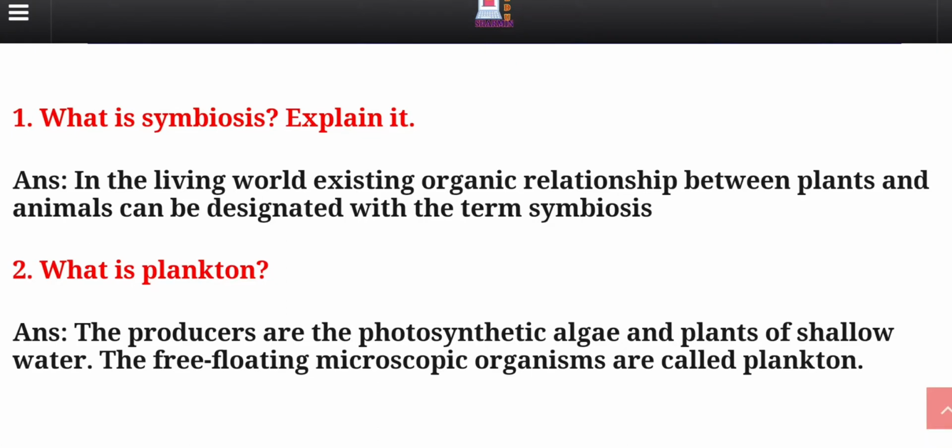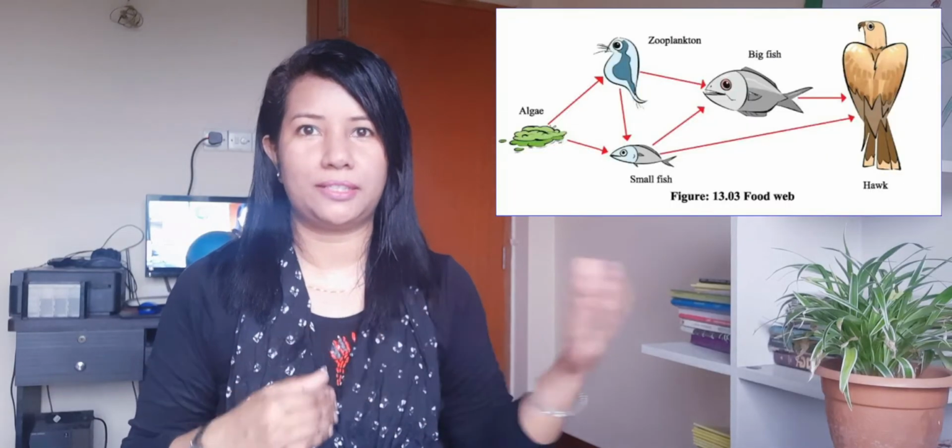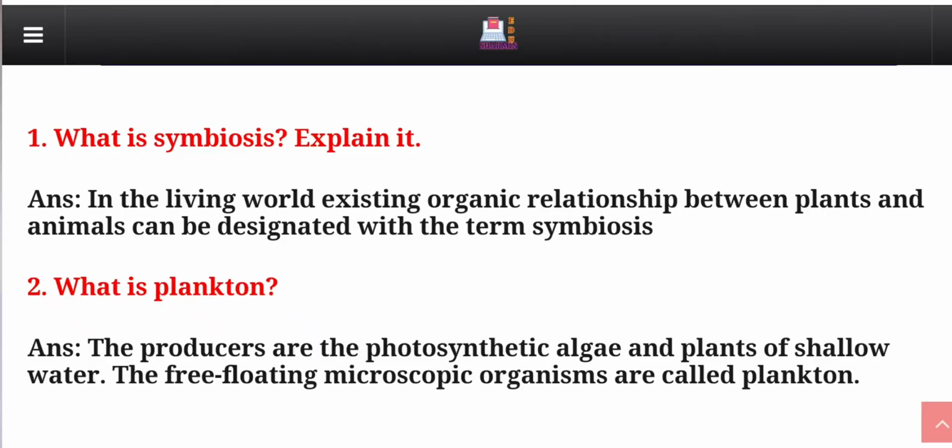Well, symbiosis is the organic relationship existing in the living world between plants and animals. We are animals and this is the plants. So what's the relationship between why we need plants, why we need animals? We need plants for oxygen because plants give us oxygen and plants need carbon dioxide, right? So this is symbiosis, this is a process, and the relationship between plants and animals can be designated with the term symbiosis.